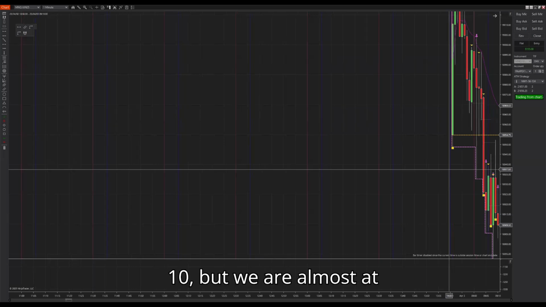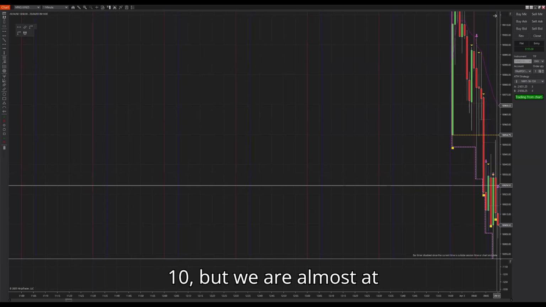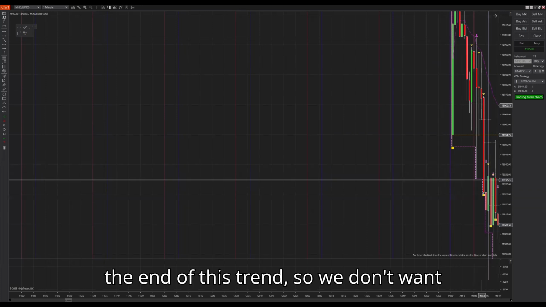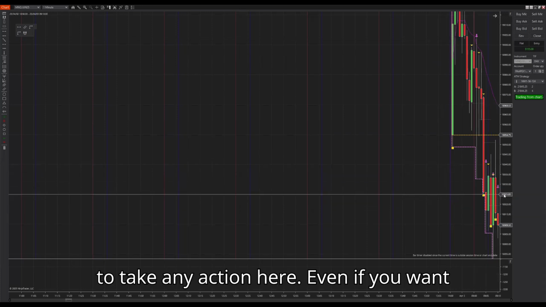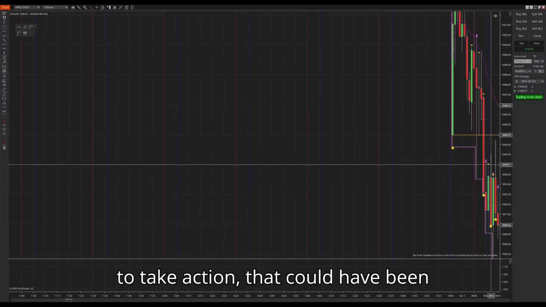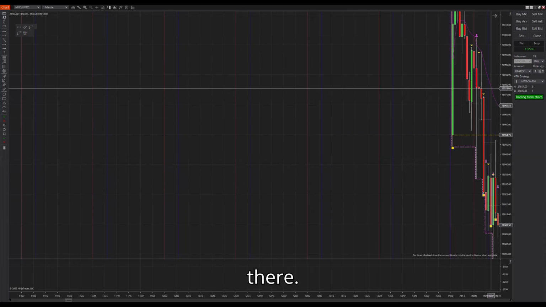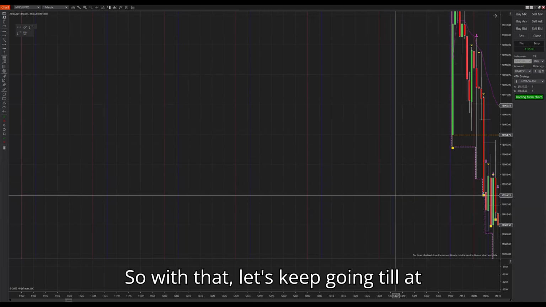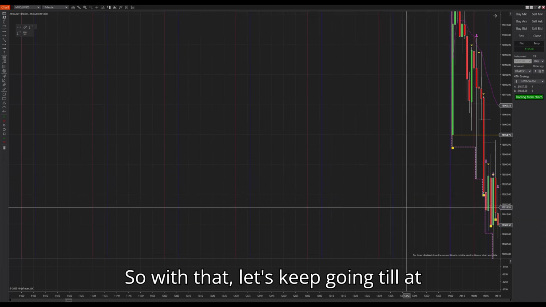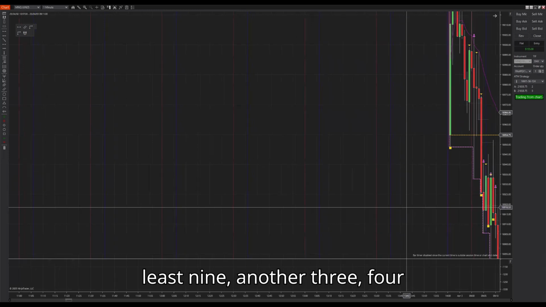So, okay, now it is 9:10, but we are almost at the end of this trend, so we don't want to take any action here. Even if you want to take action, that could have been here, that if it is filled here, your stop is all the way there. So with that, let's keep going till at least another 3-4 minutes.